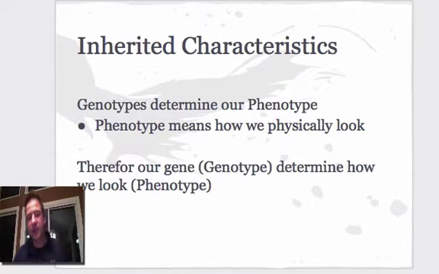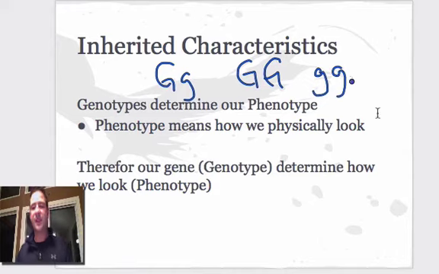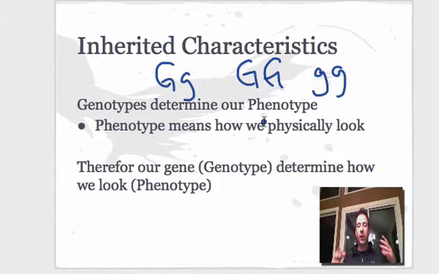So genotypes, if we remember, are this pairing of letters, like GG, which is homozygous dominant, or homozygous recessive, and this one's heterozygous. But those are genotypes, and they actually determine our phenotype, which is basically just how we look physically. So our genotypes determine how we look, our phenotype. Based on our genes, the arrangements of dominant and recessive alleles, and the characteristics passed on to us, they determine how we look.